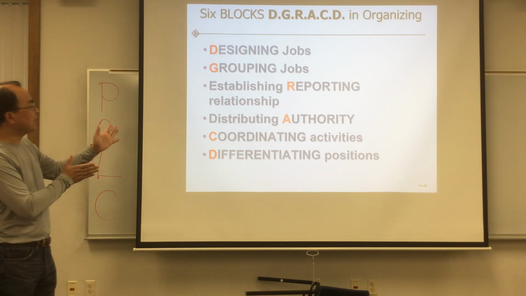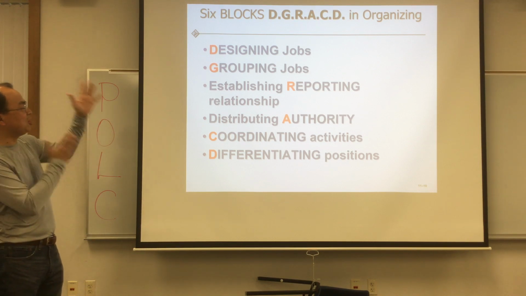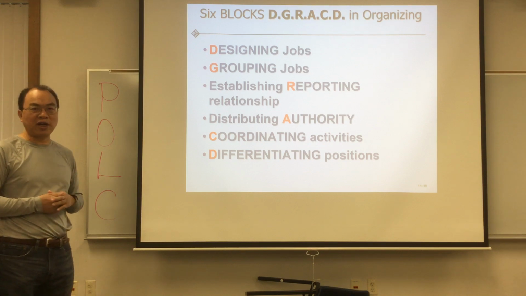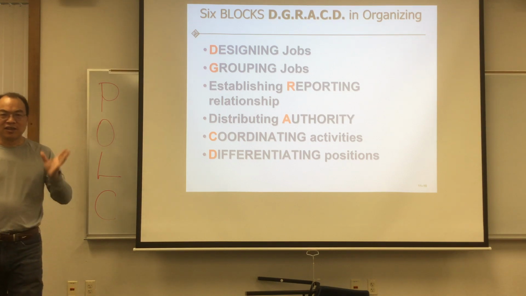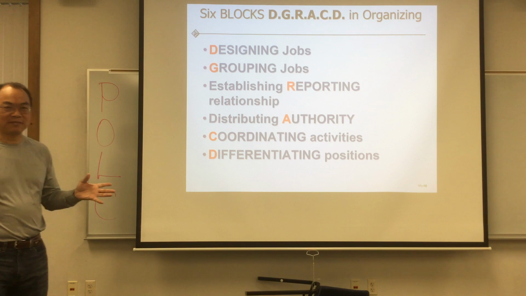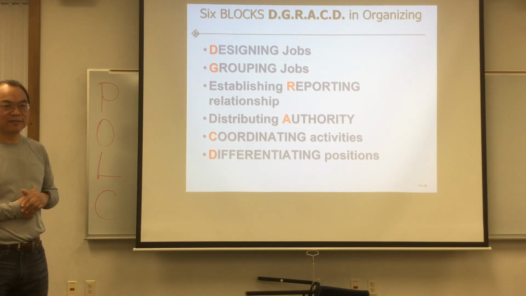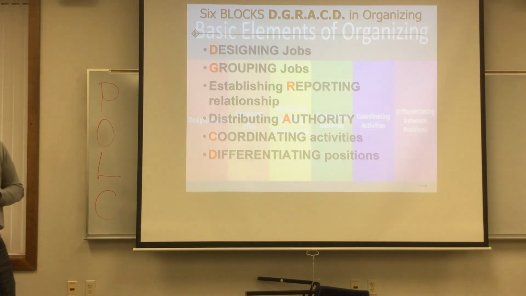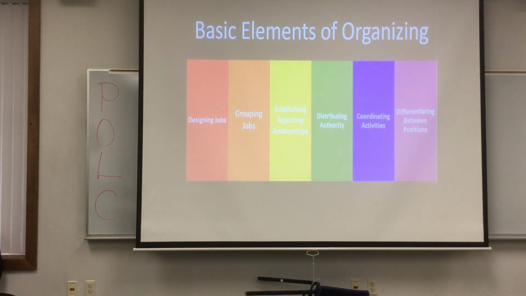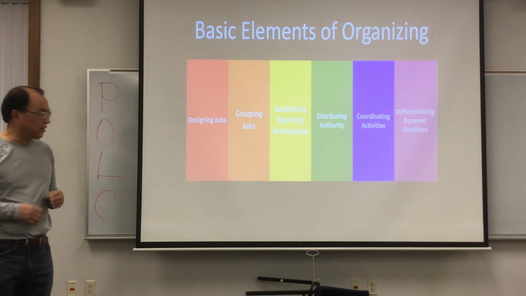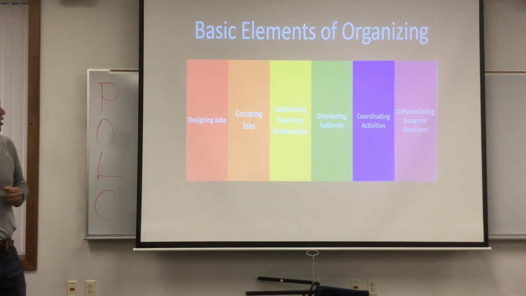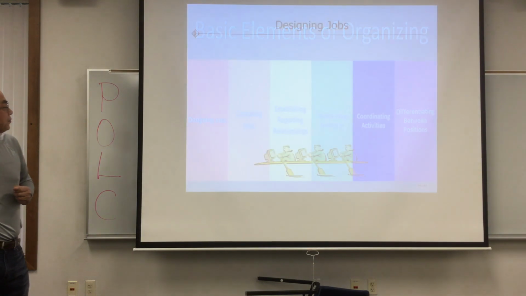So basically, the 6 blocks I call DG racket, DGICD, right? Help you to remember, okay? 6 blocks, according to Griffin, build the organizational process. Okay. All right. It's a beautiful color here. Griffin's PowerPoint here. Okay. All right.